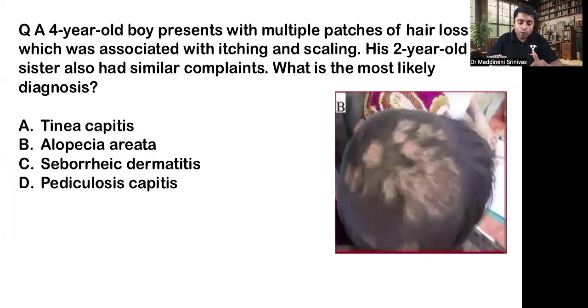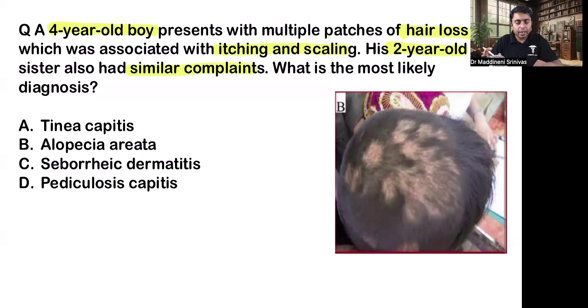Next MCQ, 4-year-old boy presents with multiple patches of hair loss, which are associated with itching and scaling. His 2-year-old sister also has similar complaints. So in the previous question related to secondary syphilis, we have seen patchy alopecia. What were the important differentials? Alopecia areata, tinea capitis, secondary syphilis, trichotillomania.